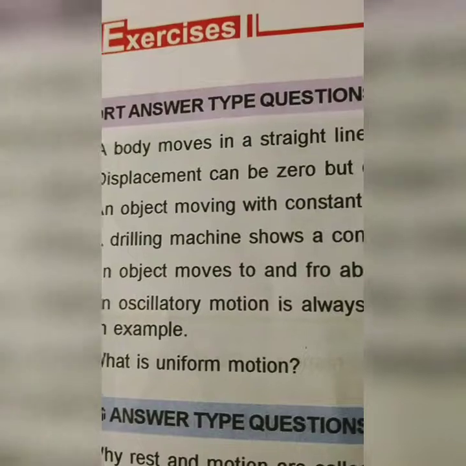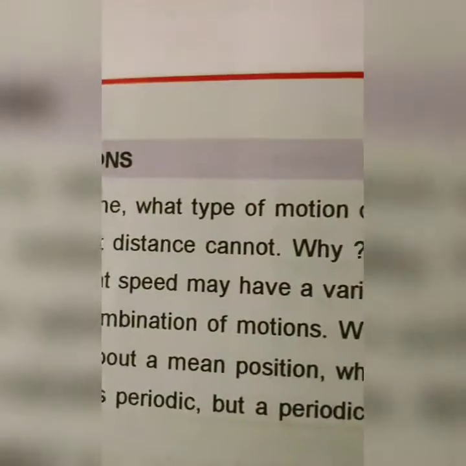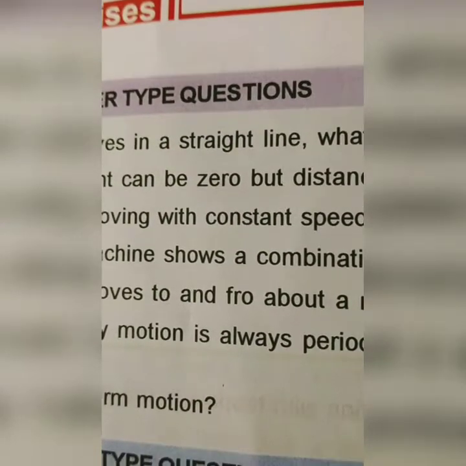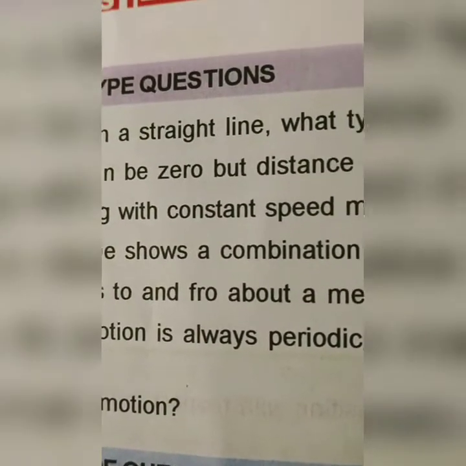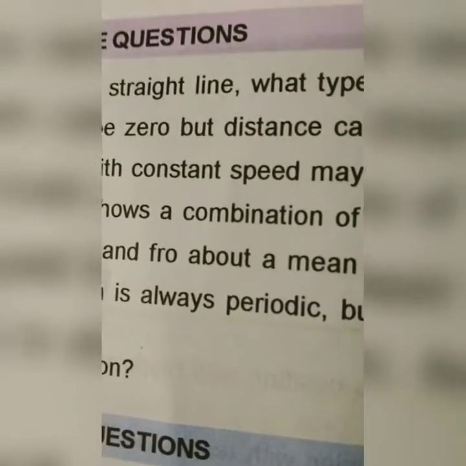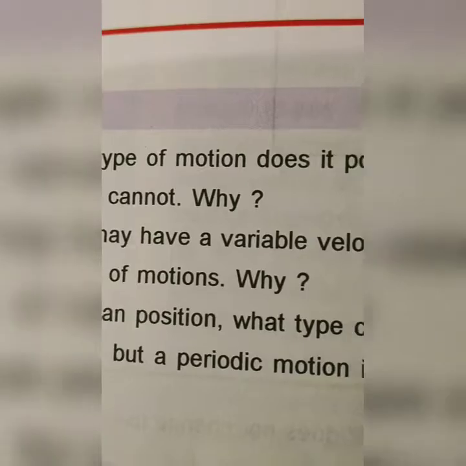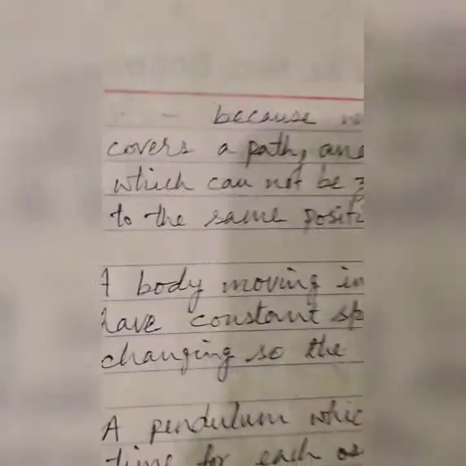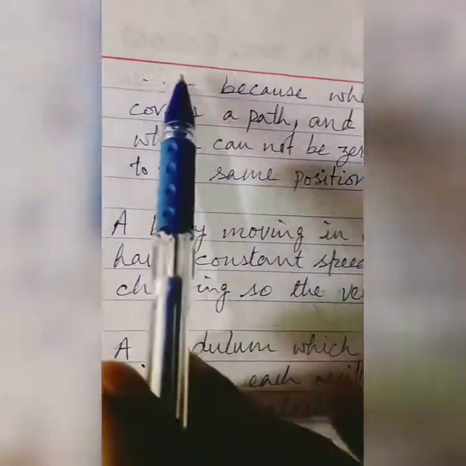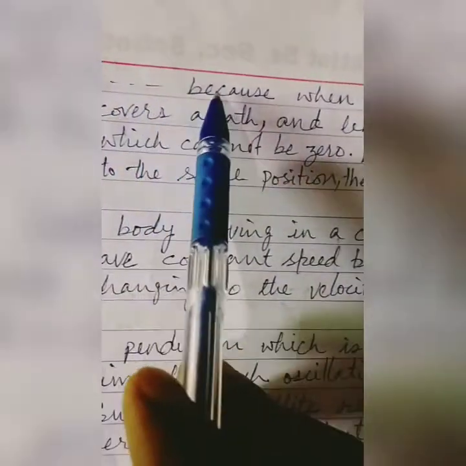Okay, then the second one: displacement can be zero but distance cannot. Why? So here you have to explain how this displacement can be zero but distance cannot. I have done it for you. I have written it over, so you can write it in continuation with the question. That's why I put dot dot here. You have to continue with the question.